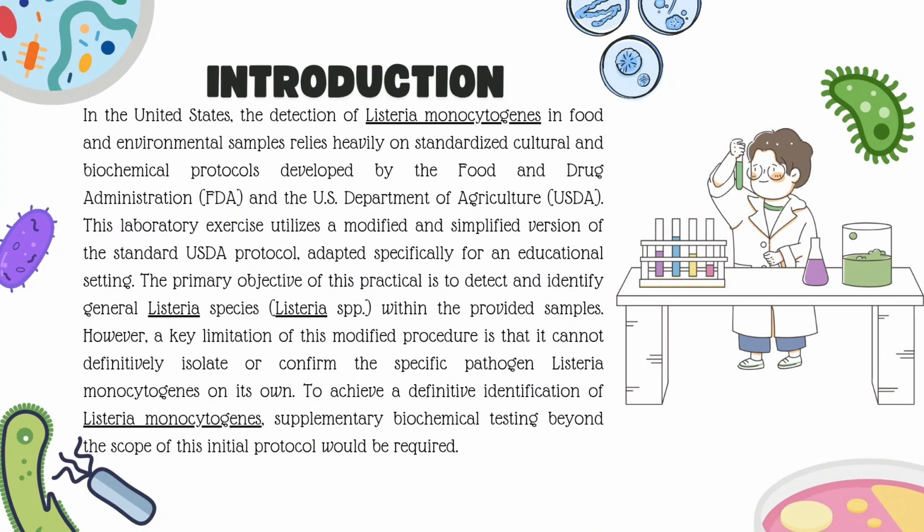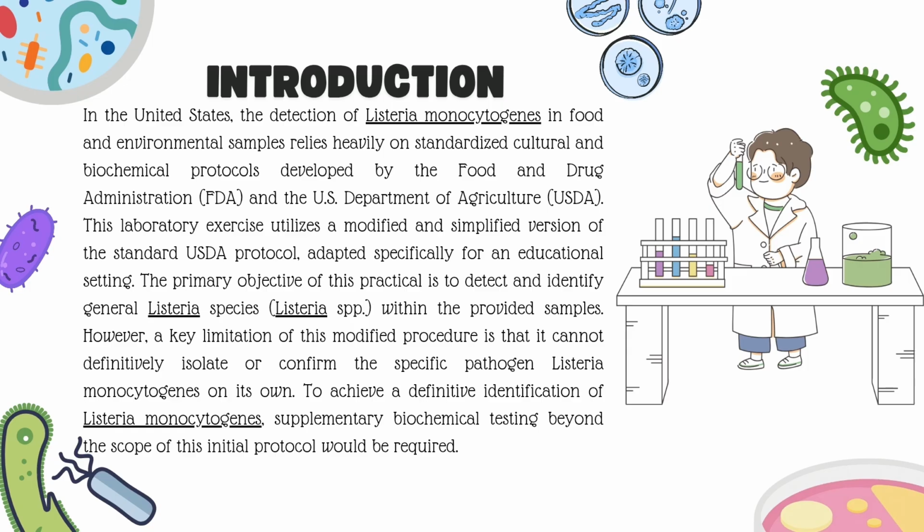Every year, foodborne pathogens pose a major threat to public health. Among them, Listeria monocytogenes is one of the most dangerous, causing severe infections with high hospitalization rates. But how do scientists actually track it down in the food we eat?